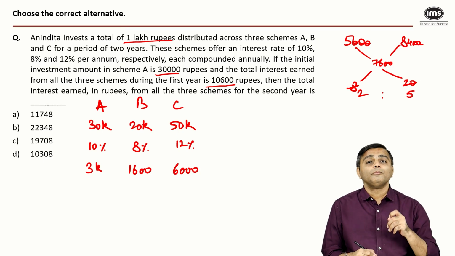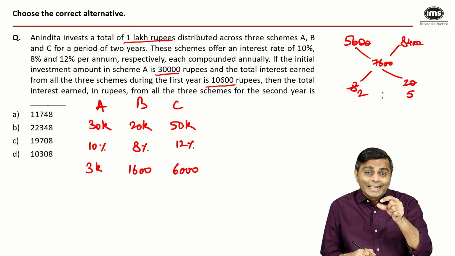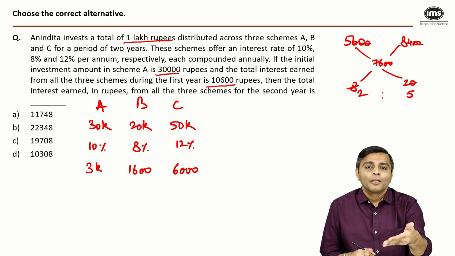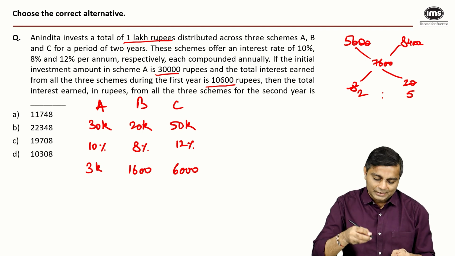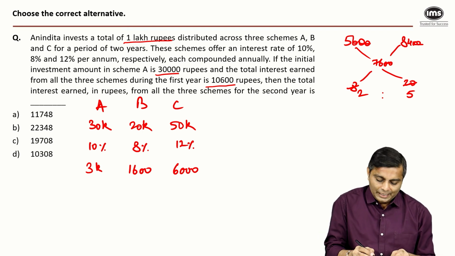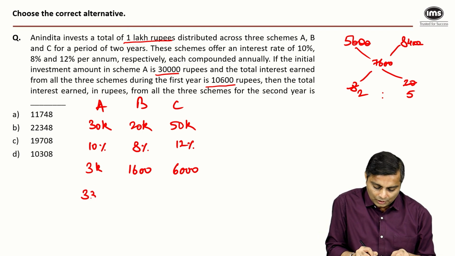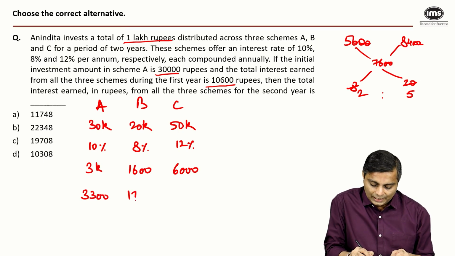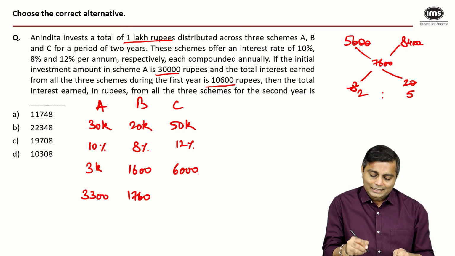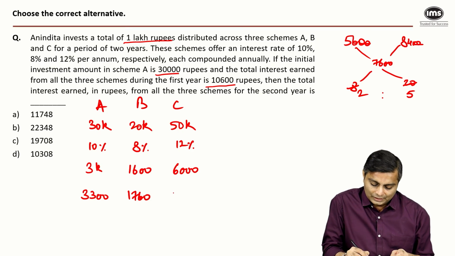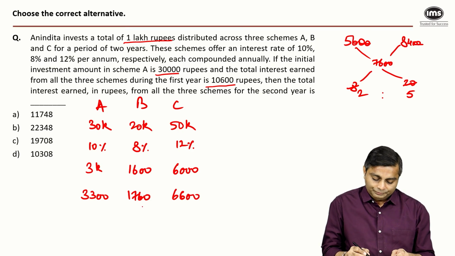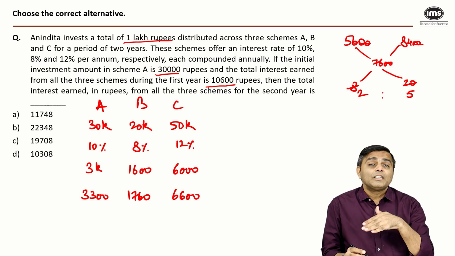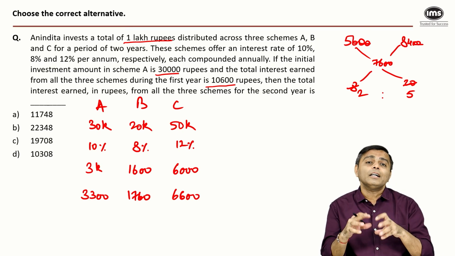In the second year, these interests are going to increase by the same percentage. So 3k increased by 10% becomes 3,300. 1,600 plus 160 is 1,760, and 6,000 plus 600 is 6,600, correct? Now, this obviously is only the interest bit.